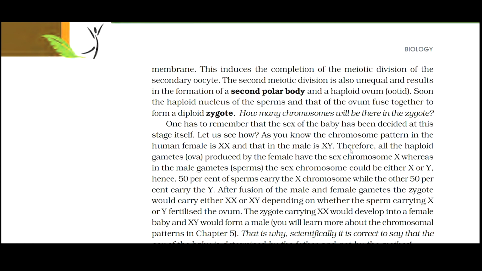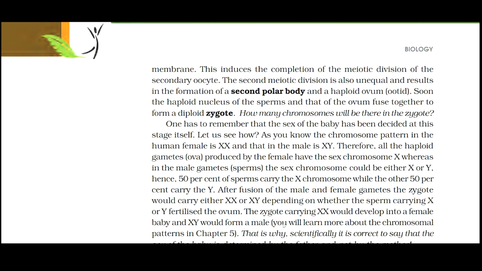One has to remember that the sex of the baby has been decided at this stage itself. Let us see how. As you know, the chromosome pattern in the human female is XX and that in the male is XY. Therefore, all the haploid gametes, which are ova, produced by the female have the sex chromosome X, whereas in the male gametes, which are sperms, the sex chromosome could be either X or Y. Hence, 50% of sperms carry the X chromosome while the other 50% carry the Y.